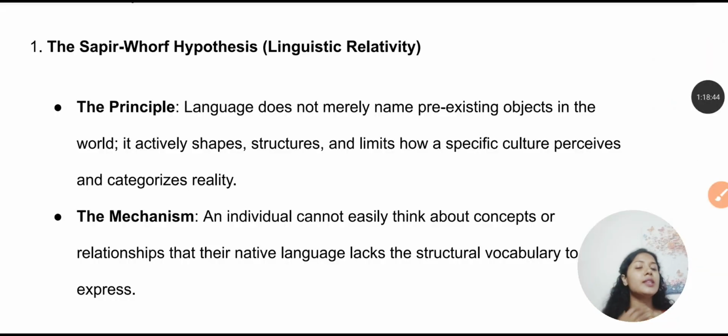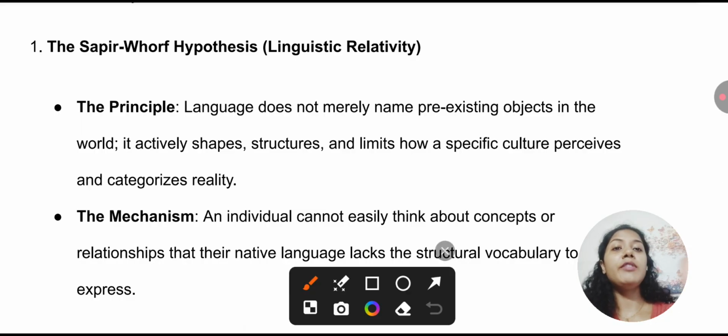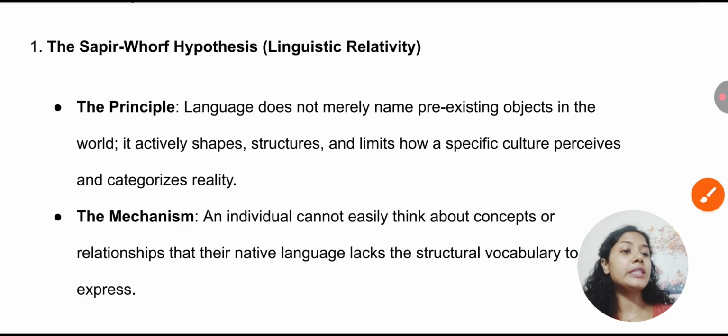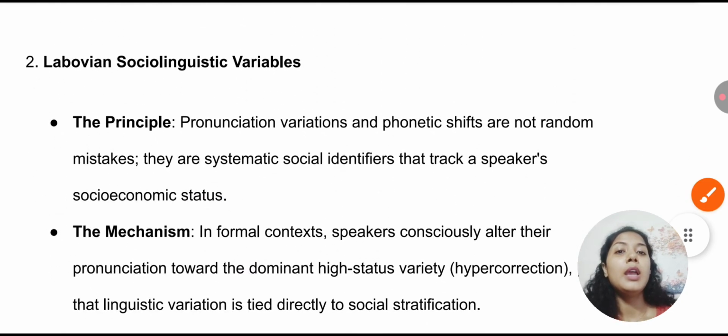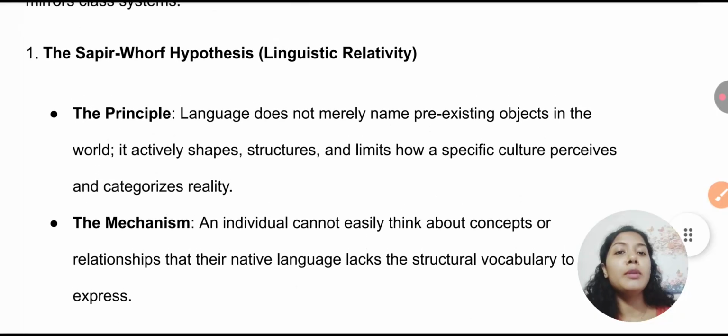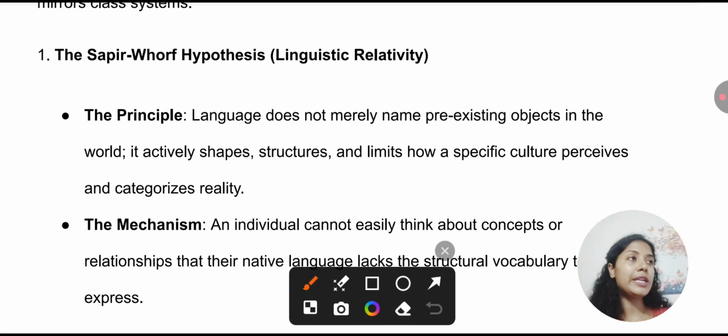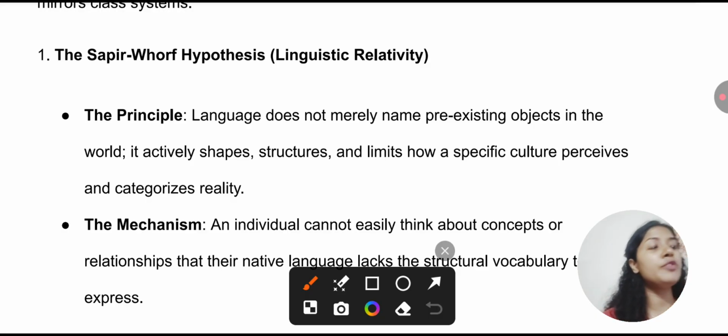Now let's understand this important theory, the Sapir-Whorf hypothesis, which I was talking about and already explained to you in brief. They collectively gave the concept of linguistic relativity, which has a strong version, and they also talk about the mechanism. I told you the strong version was rejected, and the weak version is still applied to how we perceive the world around us.